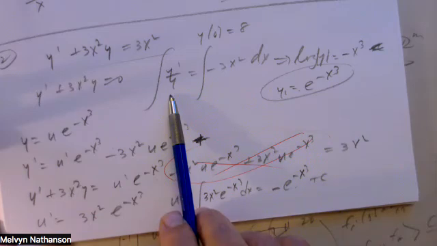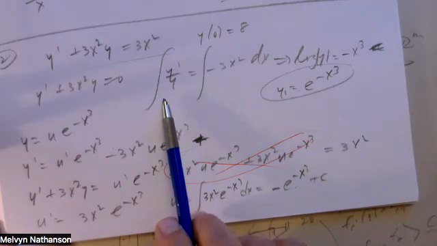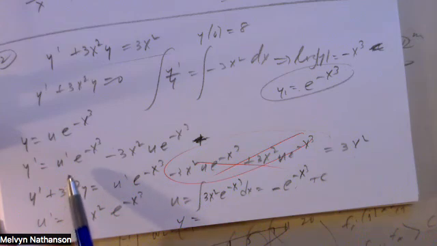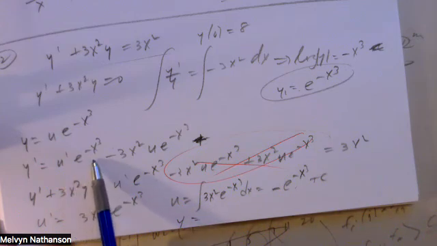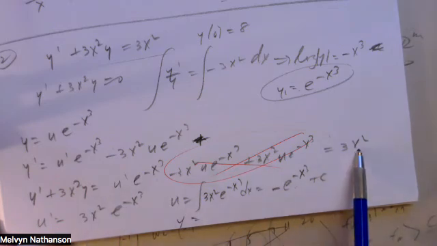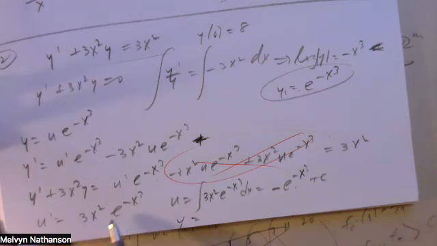So log y is e to the minus x cubed. So u is e to the minus x cubed. u prime is e to the minus x cubed minus 3x squared times this. So y prime plus 3x squared y equals 3x squared. So u prime e to the minus x cubed equals 3x squared.